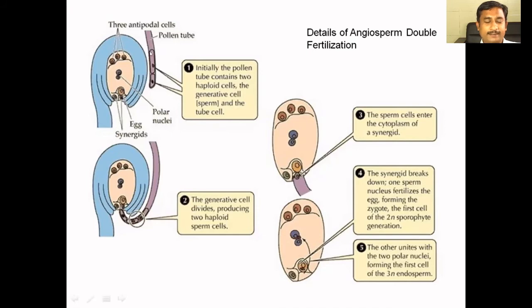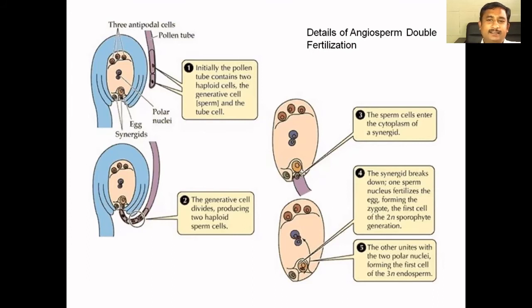You look at this structure, and there the mitosis happens. The generative cell divides, producing two haploid sperm cells. You got this one? They are the generative cells. Generative cells generate the two haploid sperm cells. Okay, this much is clear.